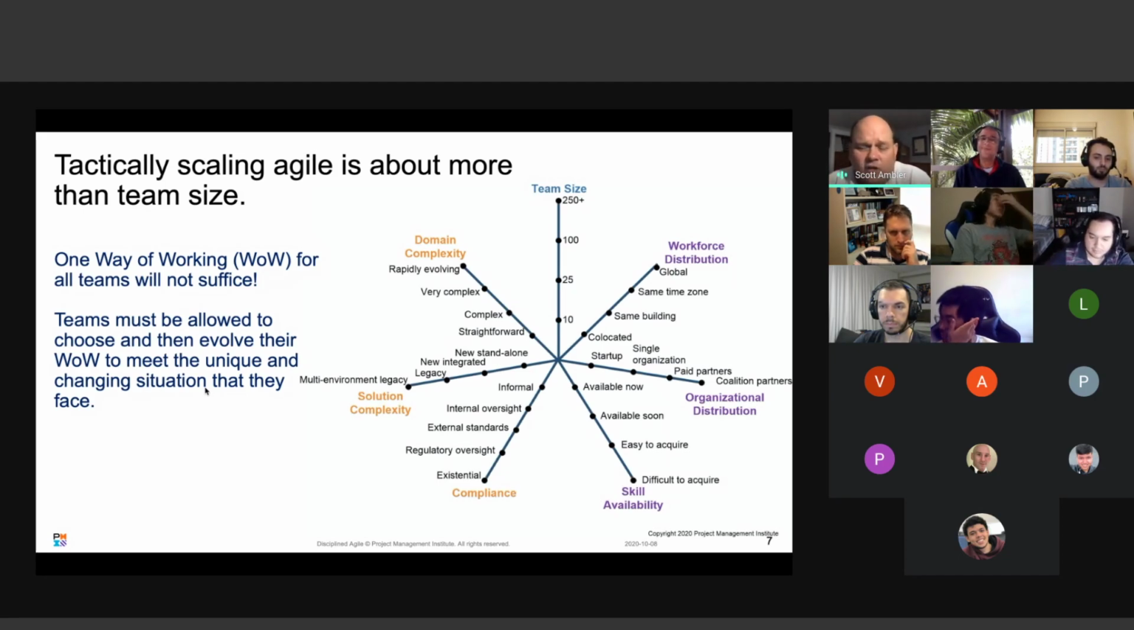Other scaling factors are organization distribution. Are multiple organizations involved? You might be outsourcing or partnering with other people. How available are the skills? Do you actually have the skills right now to do the job, or do you have to acquire them somehow? How much regulatory compliance do you face? How difficult is the problem, the domain complexity that you're facing? And of course, how challenging is the solution that you're putting together?